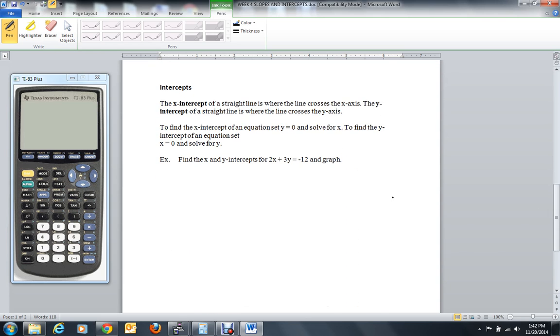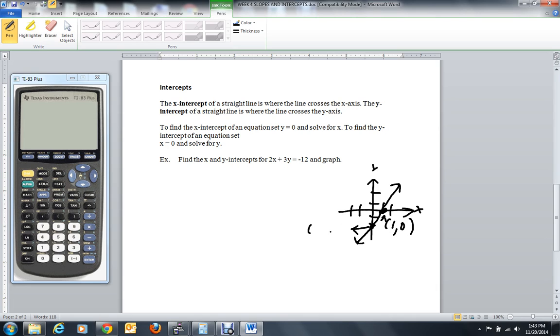Now, intercepts. If you look at an xy plane, all intercepts are where the line crosses an axis. Where it crosses the x-axis is an x-intercept, and where it crosses the y-axis is called the y-intercept. So if I were to draw a line like this, this point would be the x-intercept, and this point would be the y-intercept. If I were to label that point, from the origin I go right 1, and then I don't go up or down, which means it stays at 0. That's this point. Now, for this one, I don't go left or right, so I stay at 0, and then it goes down 2. So this y-intercept is (0, -2).